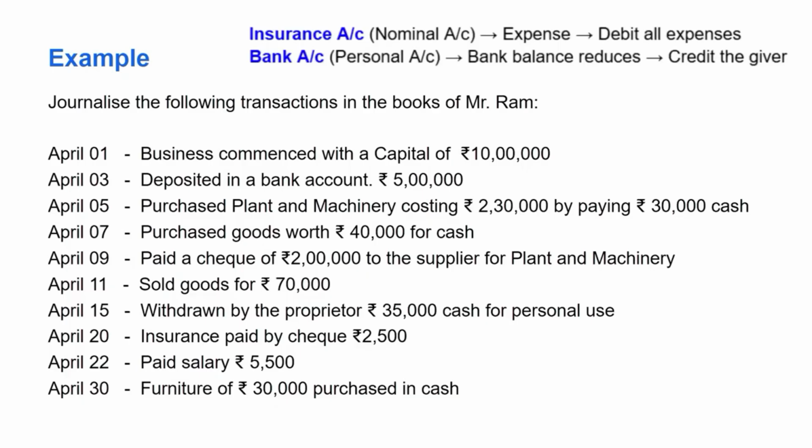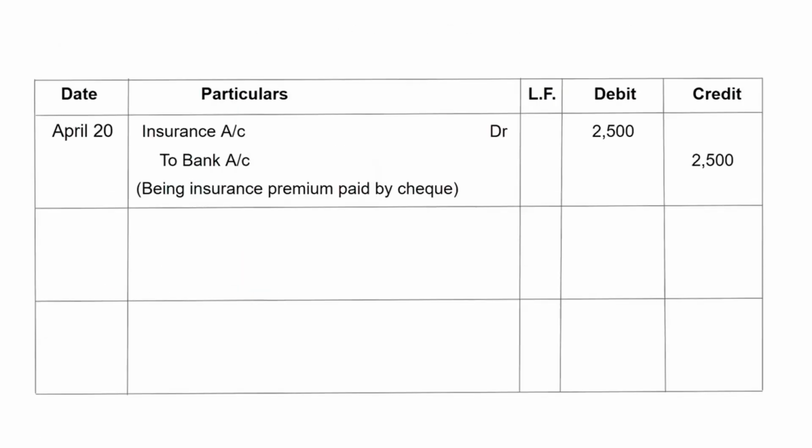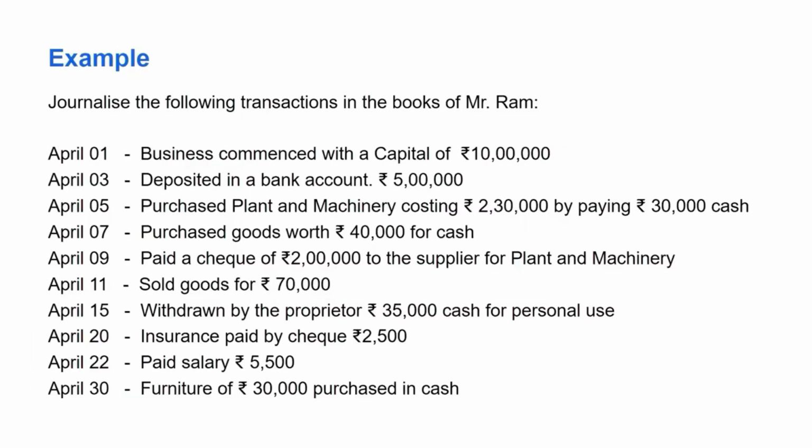So insurance account, it is a nominal account and it is an expense for the business. So debit all expenses. And we paid by check. So bank account. Bank is a personal account. Bank balance reduces. So credit the giver. So we record it as April 20th, insurance account debit 2,500 to bank account 2,500, being insurance premium paid by check. And the next transaction is April 22, paid salary 5,500.